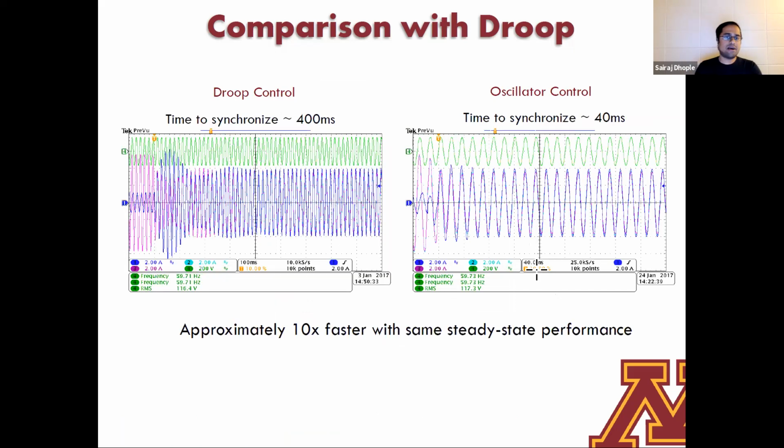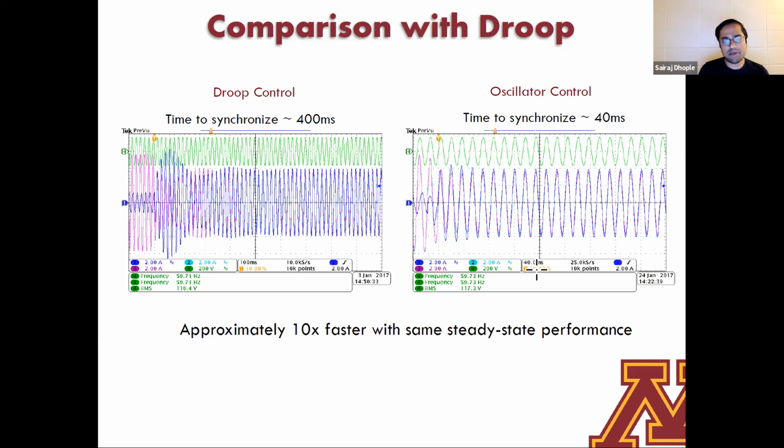So on the left here are the results for droop control. So remember what I'm doing. I'm bringing on a third inverter, and the top waveform in the figure on the left is the load voltage. The ones at the bottom are the currents, and if you measure the time to synchronize for the particular experimental setup that we had, it was on the order of around 400 milliseconds, a few AC cycles.